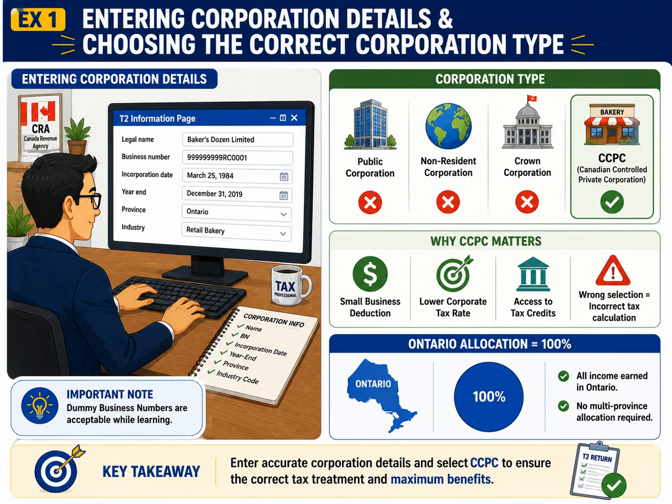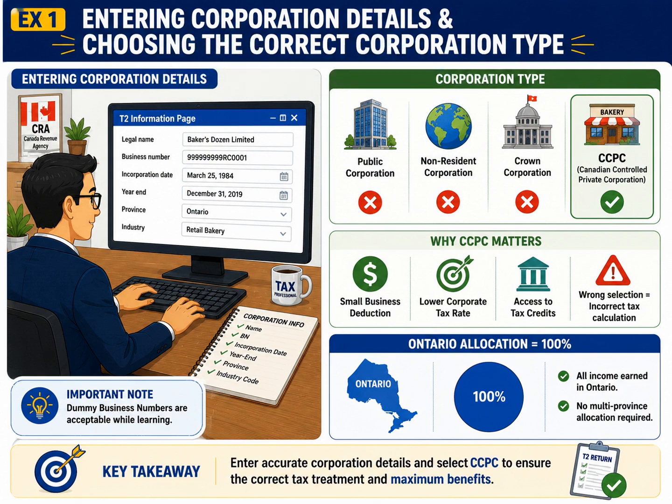The first step is entering the corporation's basic details exactly as they appear in the official records. This includes the legal name of the corporation, its business number, the incorporation date, the fiscal year end, the province of operation, and the industry code that describes the corporation's primary business activity. When you're practicing or working through examples, you may see a sample or dummy business number. That's perfectly acceptable for learning purposes. However, in a real client engagement, every piece of information must match the CRA's records exactly to avoid processing issues.